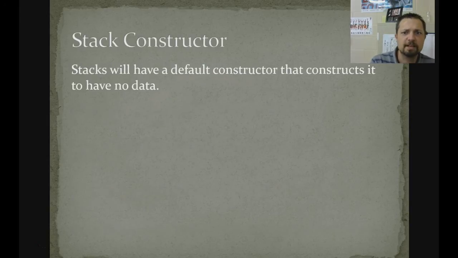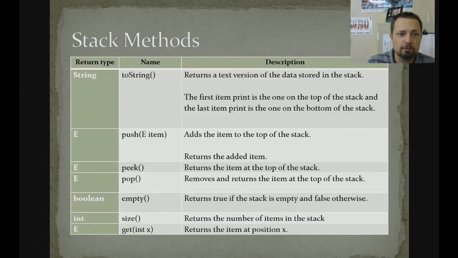Stack constructors. Stacks will have a default constructor that constructs it to have no data. So when we make our stacks, our default constructor is going to say the stack is empty. Methods that we're going to be using. A toString will return a text version of the data stored in the stack. The first item is the item that's on top of the stack. The last item is the item that's on the bottom of the stack.